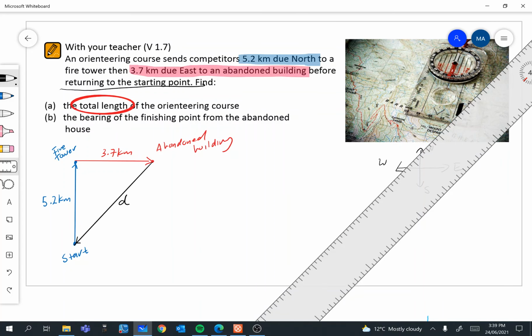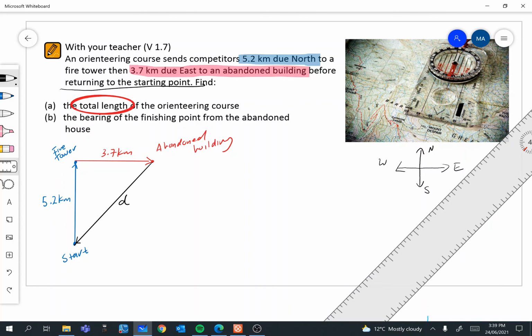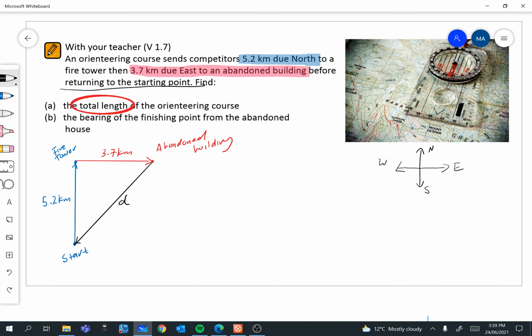Let's just say D for distance there. We could call it X or D or whatever we like. And we need to calculate D and then add up the length of all three sides of this triangle to find the total length of the course. You might feel confident enough to pause the video at this stage and try and calculate D, and hence find the value for the total length of the course. So I'll give you a chance to pause the video now, then I'll have a go at it.